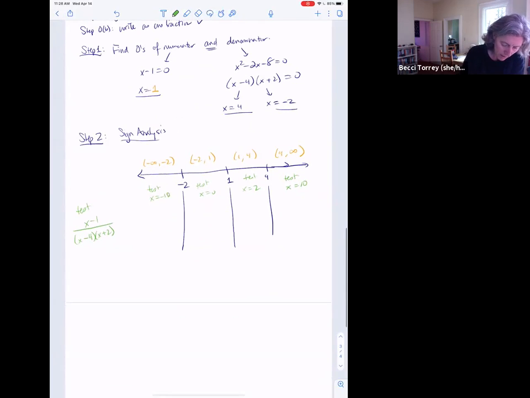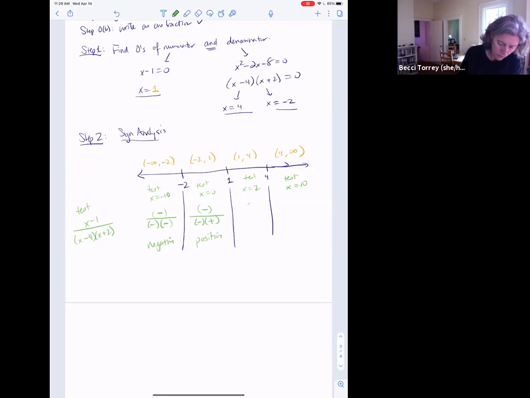So when I plug in x equals minus 10, on the top, I'm going to get a negative number. On the bottom, minus 10 minus 4 is going to give me a negative number. Minus 10 plus 2 is also a negative number. So 3 negatives, we get a negative number over here. If we plug in x equals 0, we get a negative number in the top. 0 minus 4 is also negative. 0 plus 2 is positive. So 2 negatives, we get a positive number.